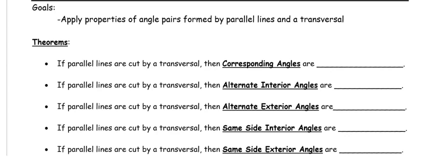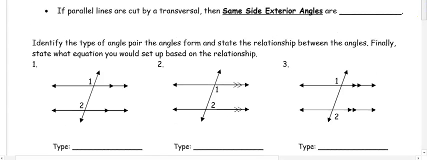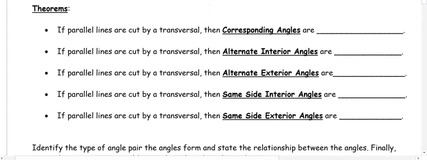This video is about applying the properties of angle pairs formed by parallel lines and a transversal. So yesterday we talked about different angle pairs that happen when we have a transversal intersecting two lines. Today we're going to use those relationships to solve. So there's a couple of theorems we need to talk about first.